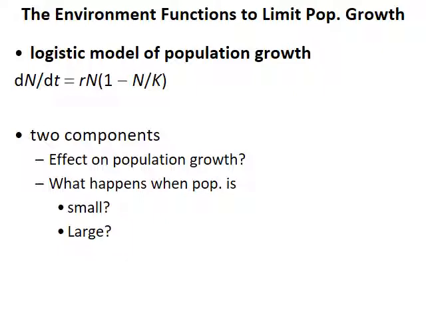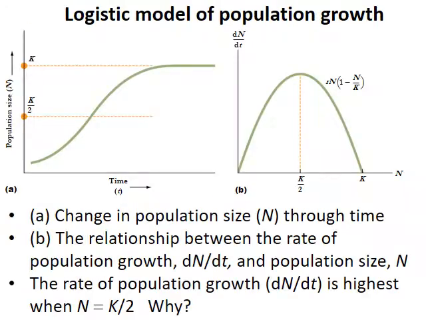So we can take a look at the model graphically and see how this is true here. Our graph on the left shows change in population size through time, with time on the x-axis and population size on the y-axis. We can see that logistic growth gives us this characteristic S-shaped curve, in contrast to the J-shaped curve that we see in exponential growth.